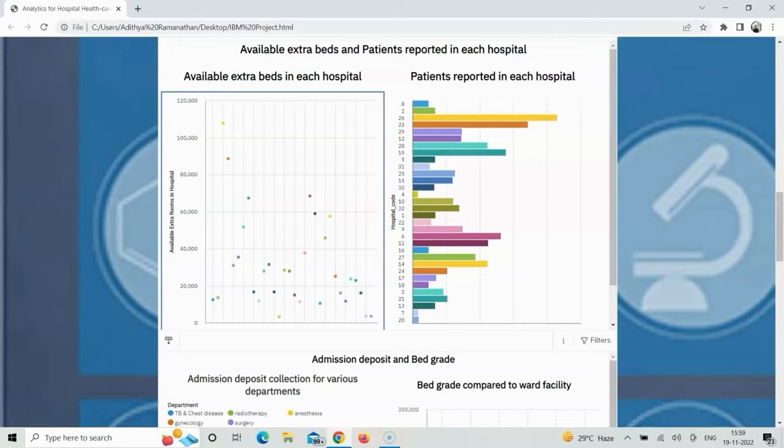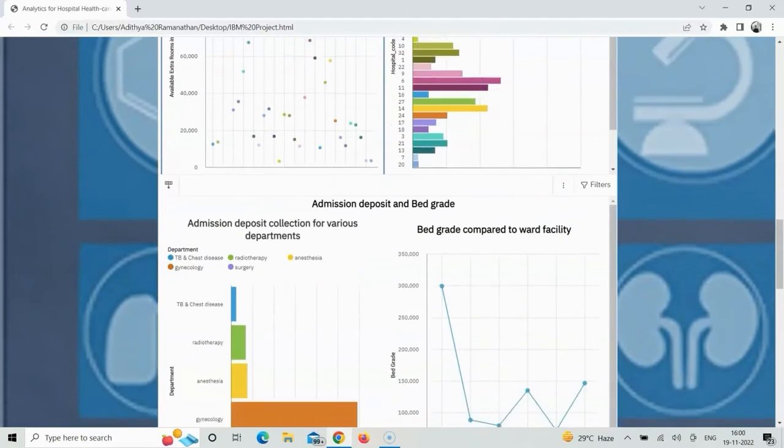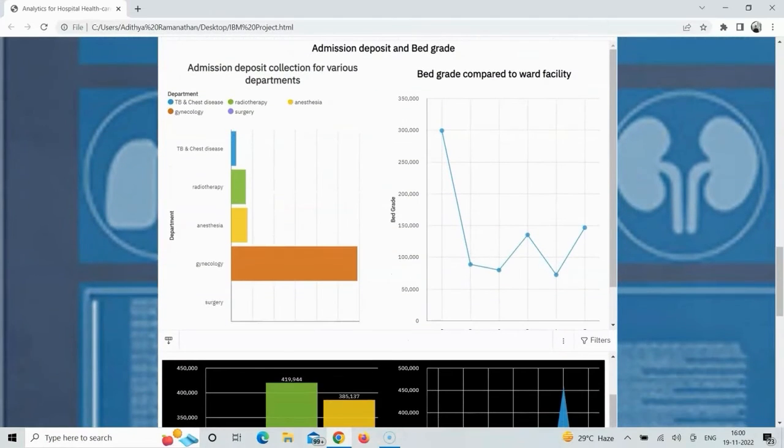And on the right hand side, we can see the patients reported in each hospital. It's a type count of the patients. Depending upon the hospital, how many patients have been accounted into it. After that, we move on to our next one, which is based on admission deposit and bed grade.